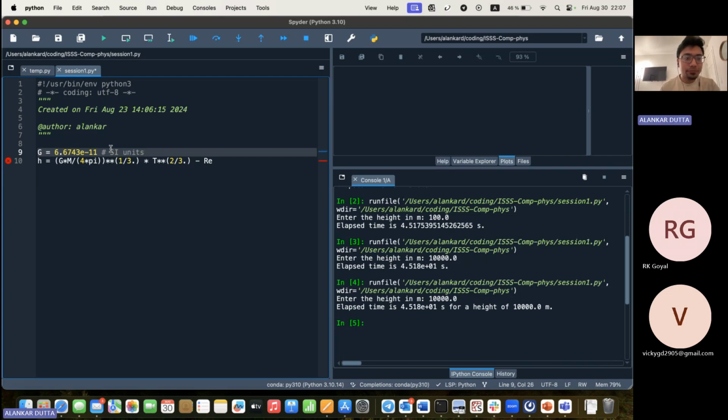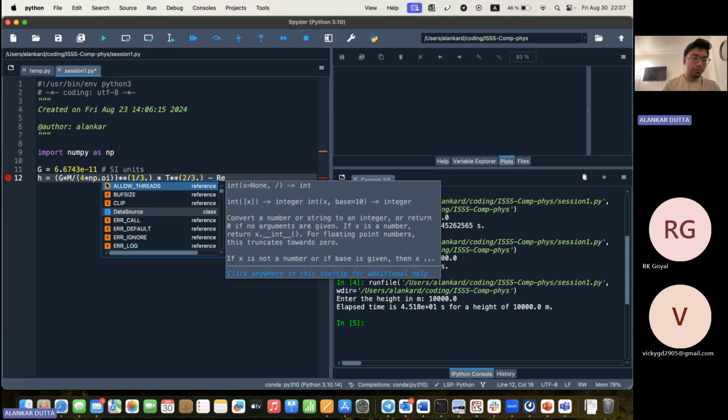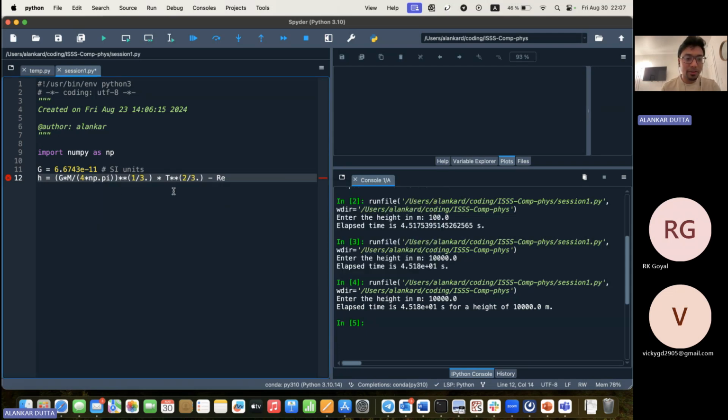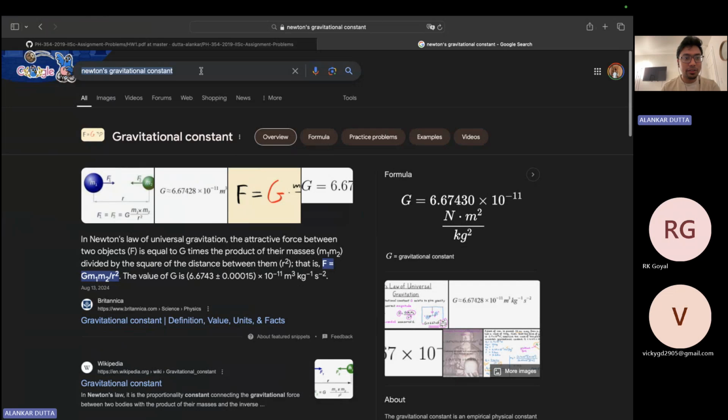And since there is pi, we can also use numpy instead of writing it directly: import numpy as np. Numpy already gives you the value of pi, but you can also give it 3.1416, it doesn't matter. The other thing that we will need is the radius of the Earth. So let's see, again, Google is our friend, so we'll Google the radius of the Earth.